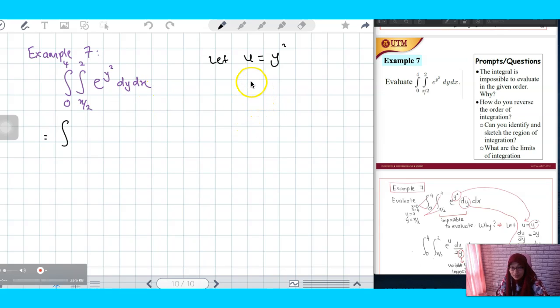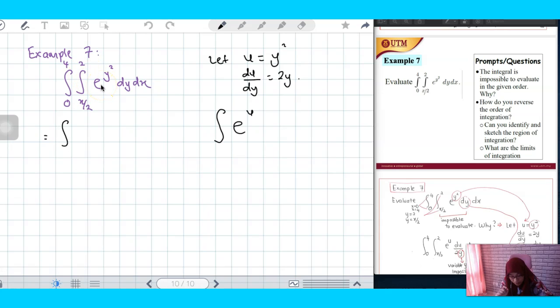So see what happens. You let u equal to y squared. You want to have the dy, so you have to differentiate. du over dy will give you 2y. By hoping that after you apply the substitution your expression becomes simpler, then you can directly integrate with respect to y. Now when you substitute into your inner integration, your dy becomes du over 2y. So you have du over 2y.